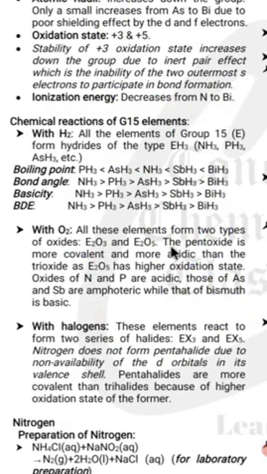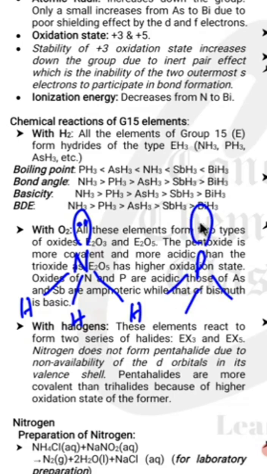Okay, now the next property is bond angle. Bond angle has a regular trend, that is, the bond angle of NH3 is largest. This is the structure of NH3. Let me give you the reason for this order. Suppose this is PH3. Bond angle is the angle between two bonding pairs. This is a bonding pair, this is another bonding pair, and the angle between these two bonding pairs is called bond angle. Here also this is the bond angle, right?